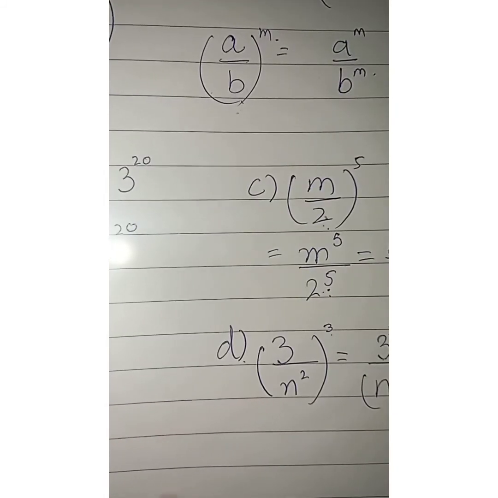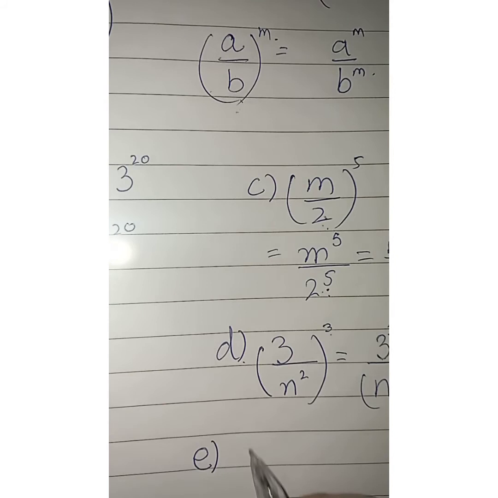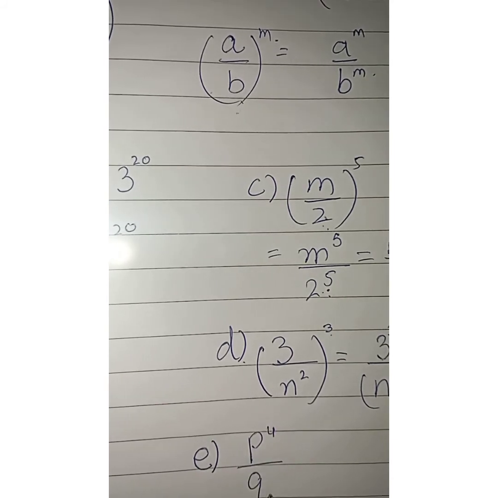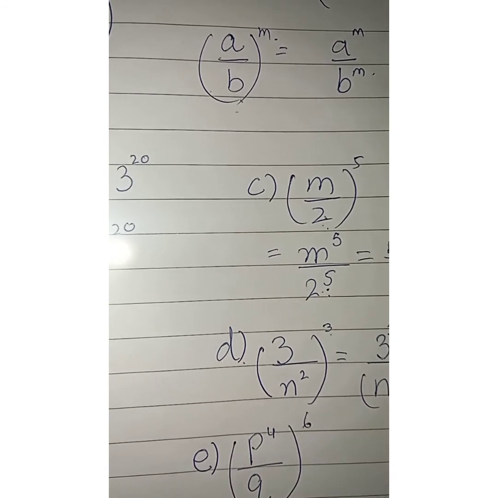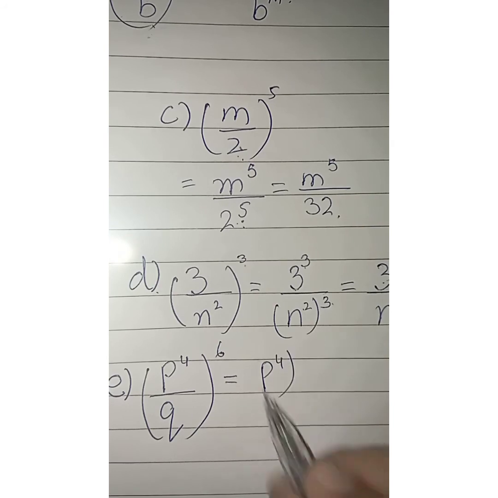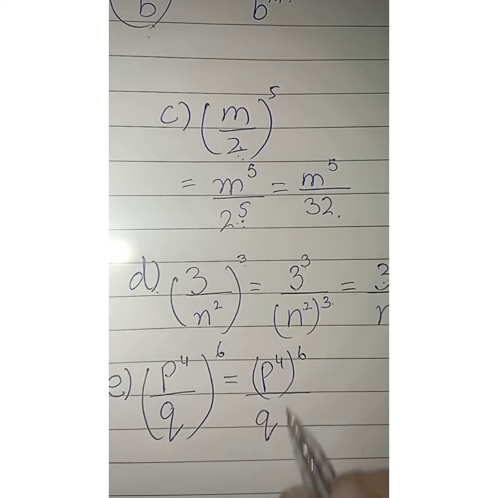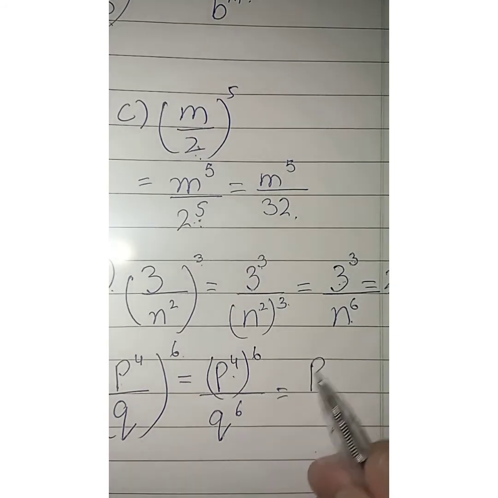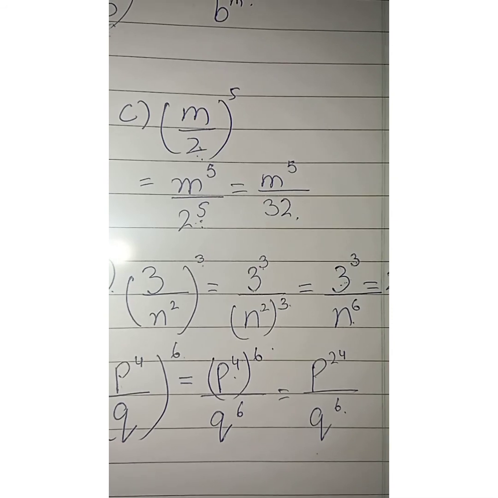Okay, now we are moving on to E part, which is (p^4/q)^6. So we will apply this power to p^4 and to q, both the elements inside the bracket. Now over here we have got another rule, which is power of power, so we will apply this. p^4 to the power 6 is p^24 over q^6. Now the answer is simplified.